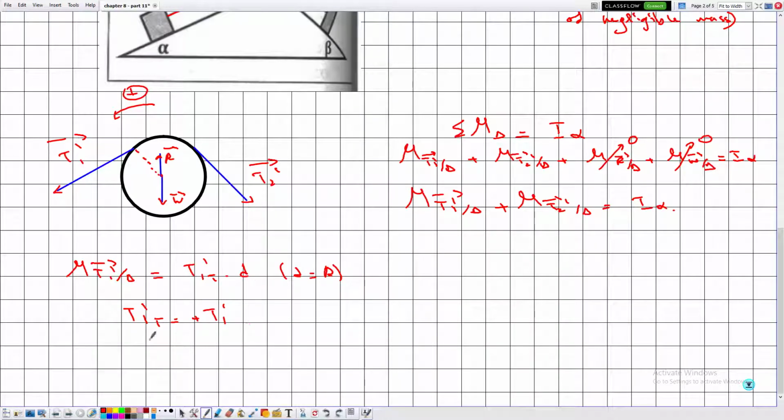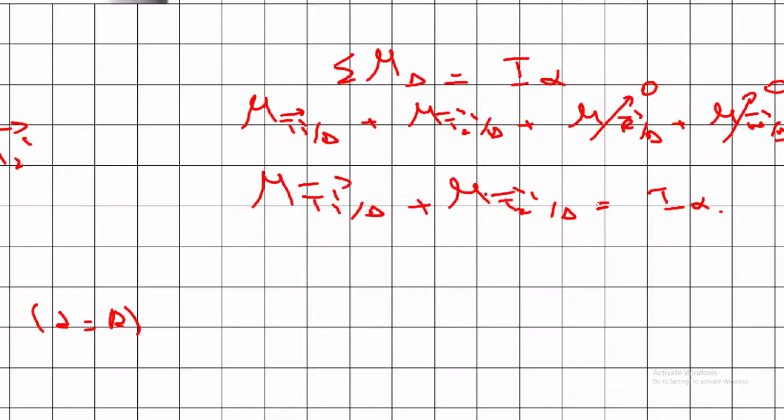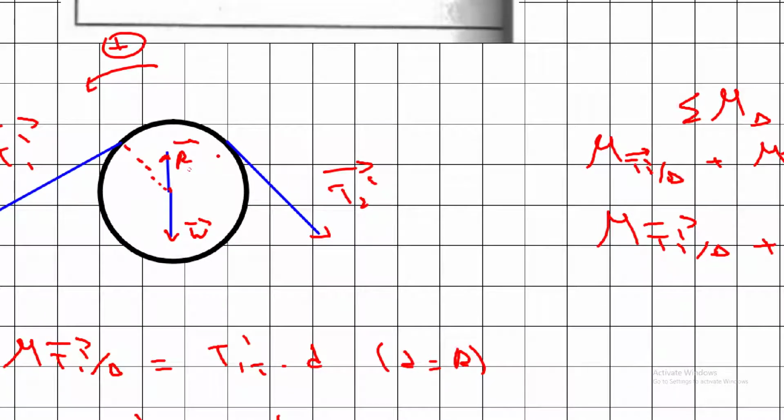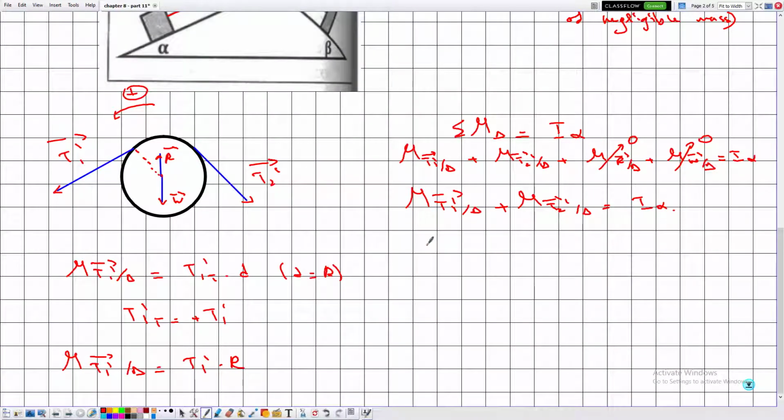Now in this case the moment of the tension T1 prime around delta is equal to T1 prime multiplied by the distance d, which is R. And similarly the moment of the tension T2 prime around the axis delta will have a minus sign because it will try to rotate like this, times the distance, which is R. So here we have T1 prime multiplied by R minus T2 prime multiplied by R is equal to I alpha.